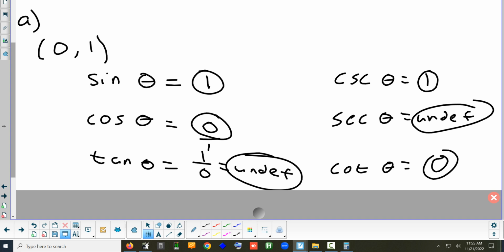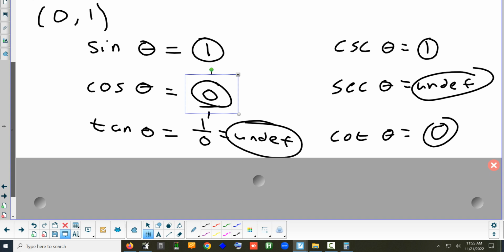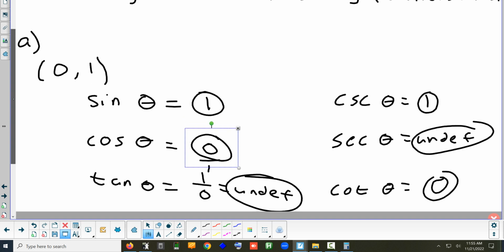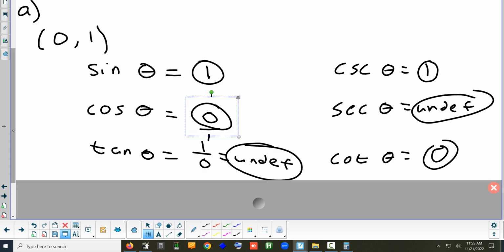1 is one of only two numbers you can flip and it stays the same. Does anyone know the other number you could flip and it would stay the same? 0? No, we just did that number. -1. So those are the 6 trig functions for that angle. That would be 6 separate questions on a test.